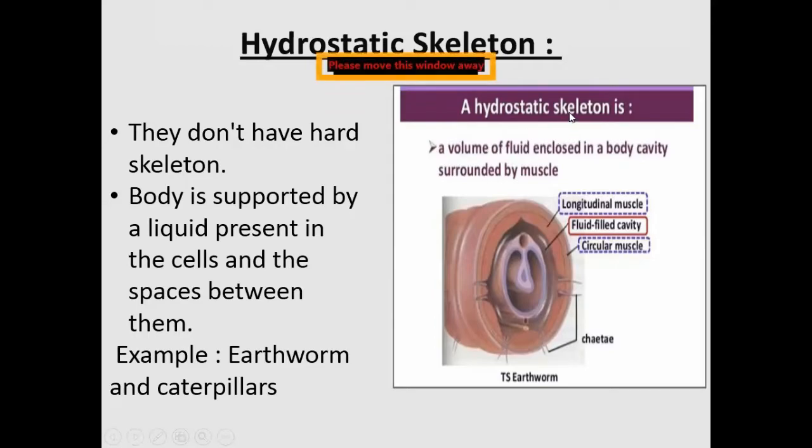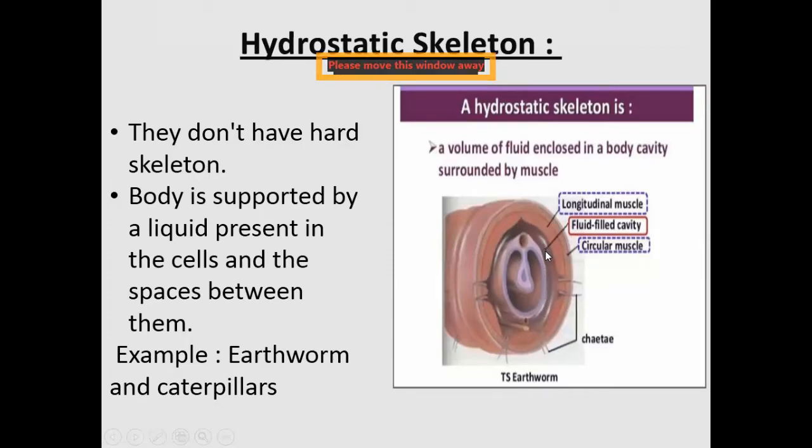Hydrostatic skeleton: a volume of fluid enclosed in a body cavity surrounded by muscle. It means in this type of skeleton, the liquid is present in the cells and the spaces between them. So this is a transverse section of an earthworm. We have the examples earthworm and caterpillar, but here we are taking the earthworm. Here are the longitudinal muscles. There are two types of muscles here, longitudinal muscles and circular muscles, but between these there is a fluid-filled cavity. Here the fluid is present.